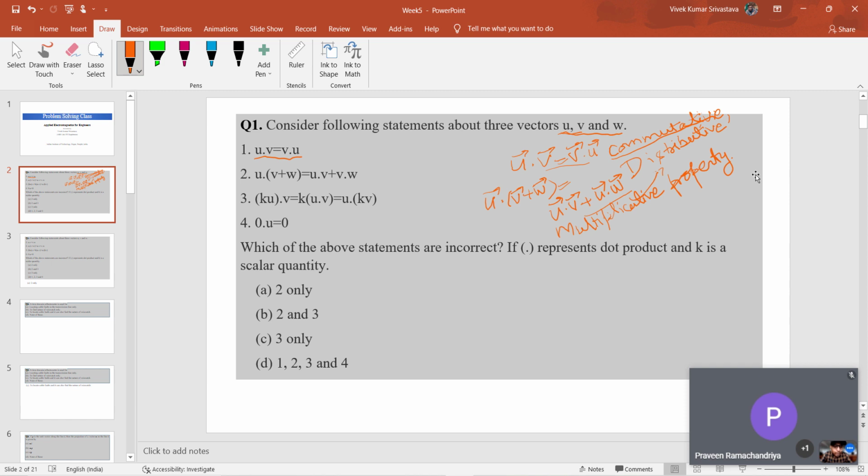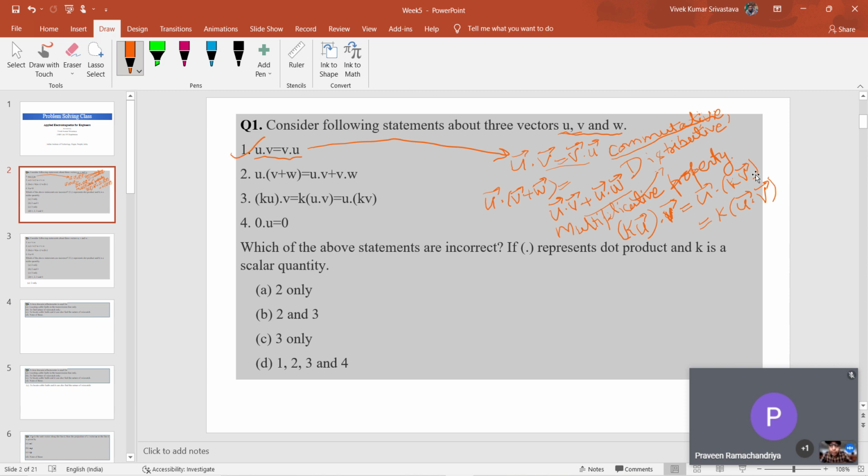The multiplicative property states that if you have a constant k multiplying a vector u, and you dot product it with another vector v, then this will be equal to u dot kv, or ku dot v. Here you can see that the first statement is the same as the commutative property, which is u dot v equals v dot u.